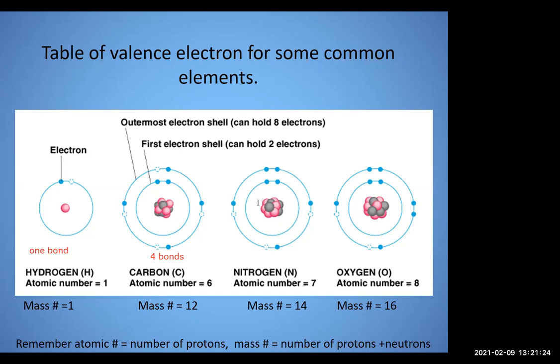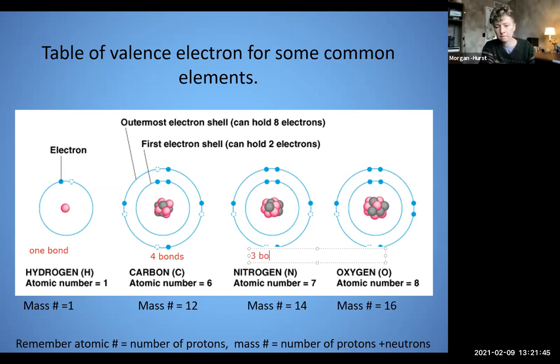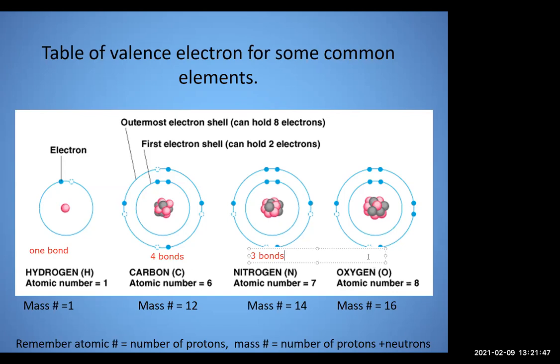Nitrogen has 2 in its inner ring, so that ring is fully filled, and then its outer ring has 5. So how many bonds is it going to want to make? Three more. 3. Right, you got it. 3 bonds so that it can have those 8 electrons. And then oxygen, we already said, wants to make those 2 bonds to make it stable and give it 8 in that outer shell.